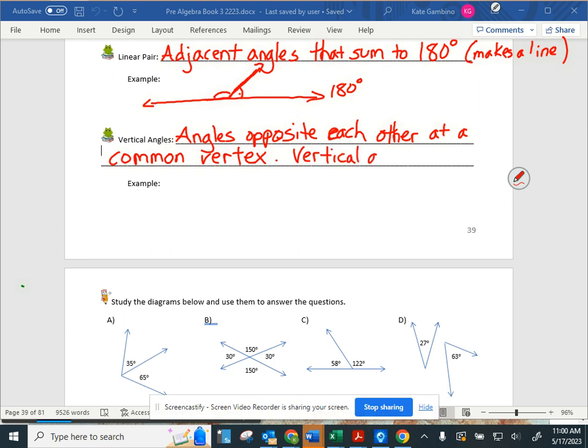Vertical angles are congruent. What does congruent mean? The same. So vertical angles will have the exact same measurement.